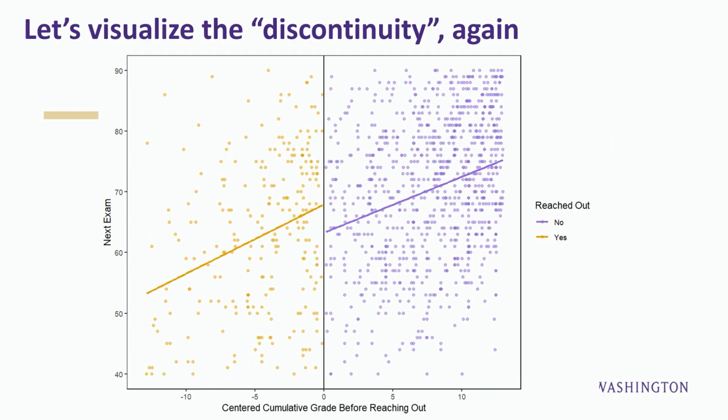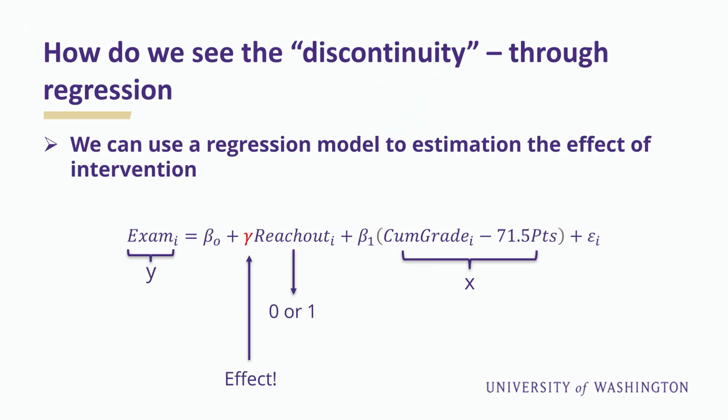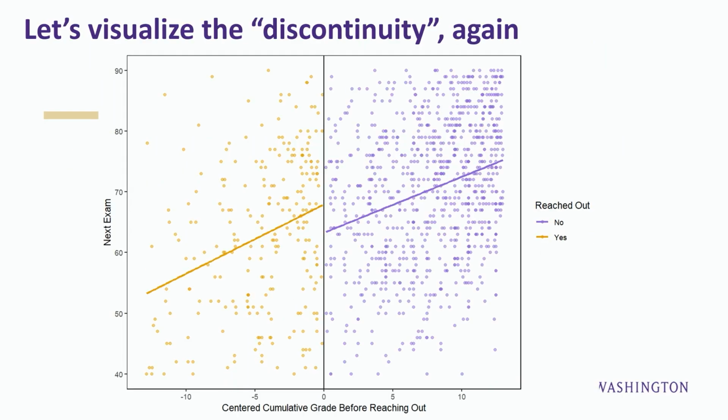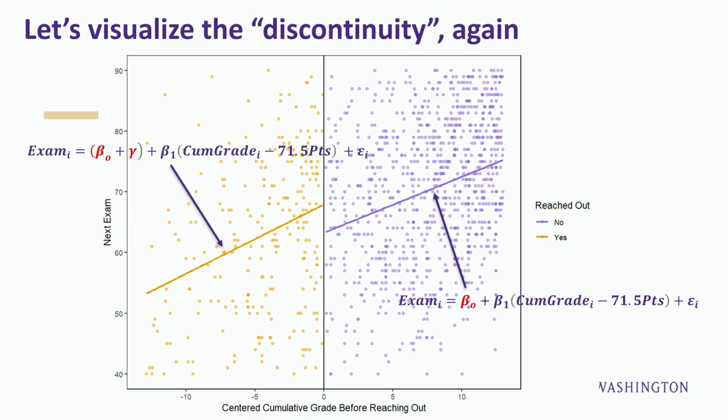So we're back to this visualization again. And if you recall, we can put either 0 or 1 in to replace this reach out status. If we have reach out status as 0, then we have this regression line. And if we put 1 as the reaching out status, we have this one.